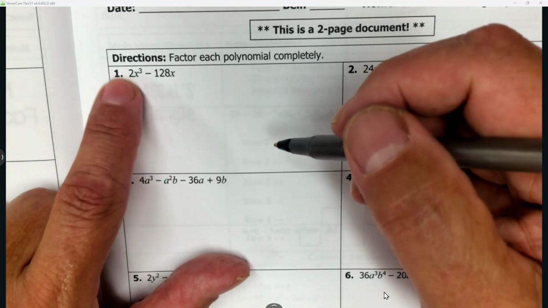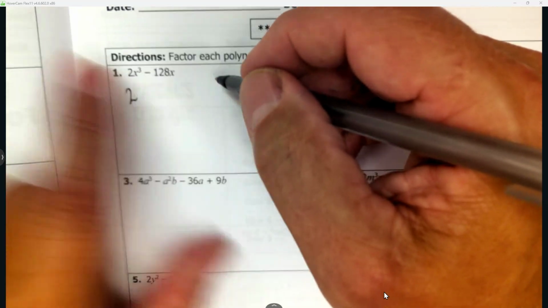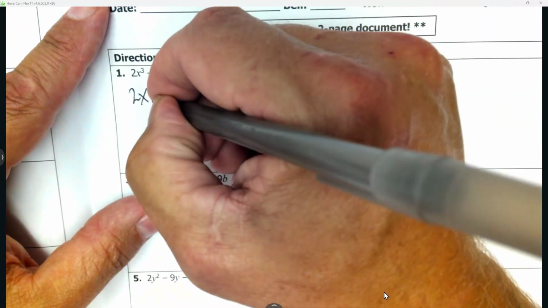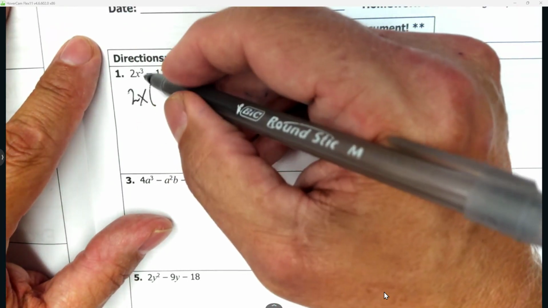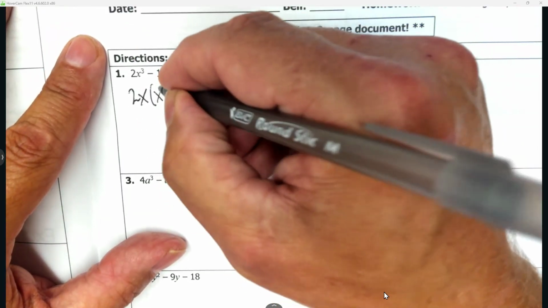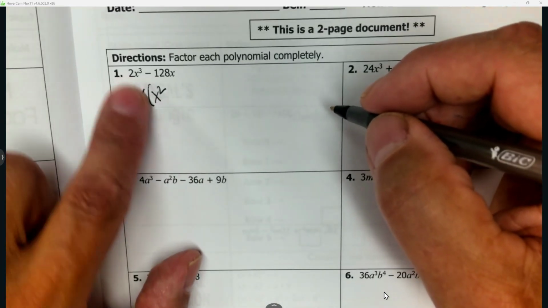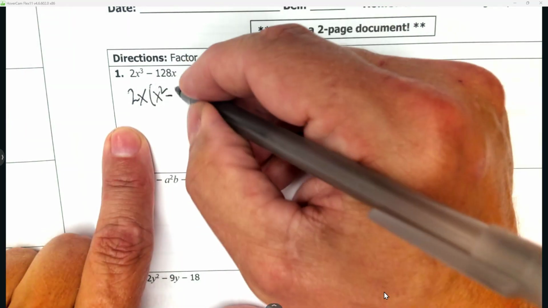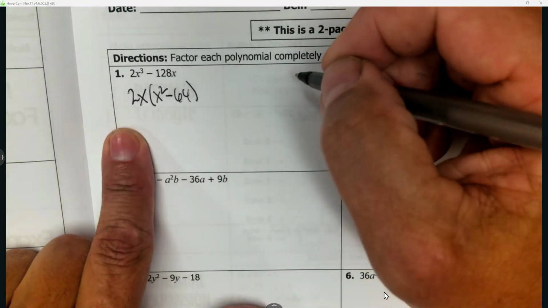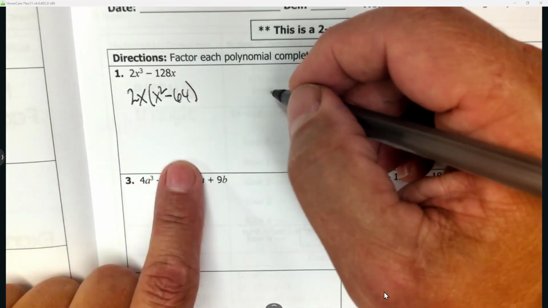Is there a number that goes into 2 and 128? That number's 2. And they both have at least one x. So the greatest common factor is 2x. And then I divide to see what's left. So 2 divided by 2 and x cubed divided by x. And recognize when I go 2x times x squared, it has to match. Then I'm going to subtract, and then we're going to divide again. Half of 128, and the x's cross out. And again, if you distribute, it should equal what it was before.